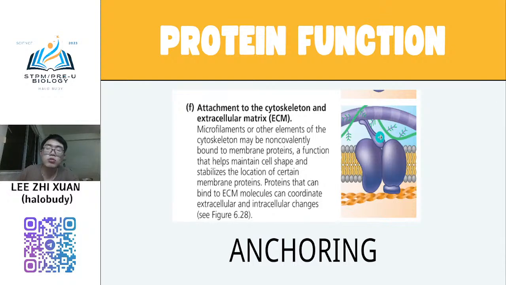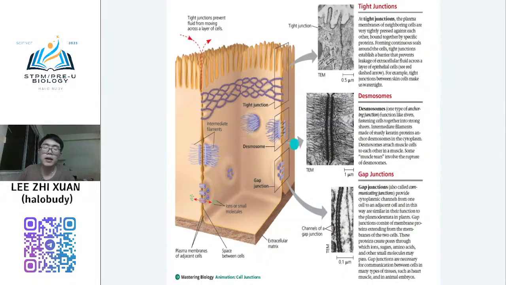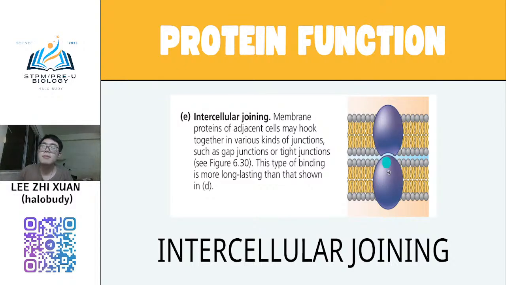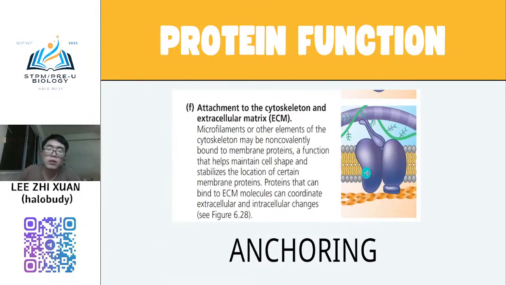So actually it also needs to have a fixed position, not always moving here and there. If it is always moving here and there, how can it function? Especially in intercellular joining, because in intercellular joining the protein cannot move around. So this is normally to stabilize the location of the membrane protein. And then the protein that can bind to the ECM molecule can coordinate extracellular and intracellular change.